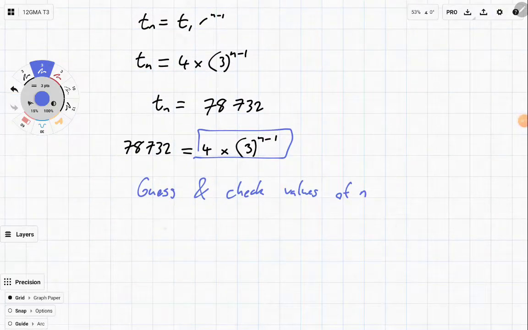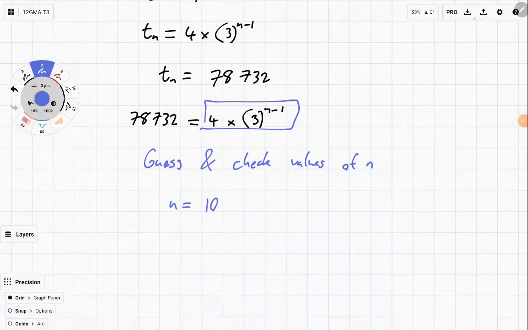So for example, we could look at n equals 10. Let's see what that looks like. Well, this would be T10 is equal to 4 times 3 to the power of 10 minus 1, which is equal to 78,732. Genuinely cannot believe it, but I literally got this on the first try. I literally just guessed, and I was just lucky enough to find it on the first try.